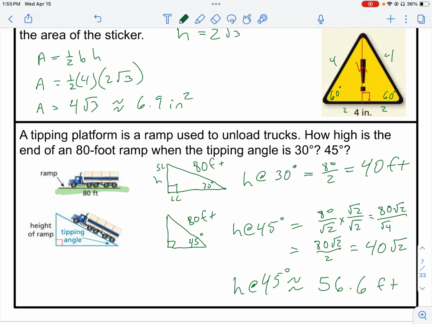feet. And I could have just plugged 80 over radical 2 into my calculator, gotten the exact same answer, but I wanted to show you the process in case we were looking for an exact answer on how to get rid of that radical in the denominator, because leaving it there is a big no-no.